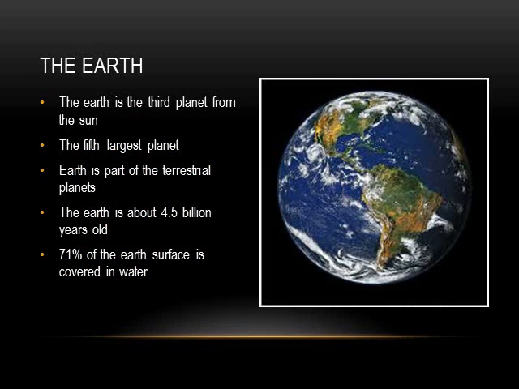Let's talk about the Earth. The Earth is the third planet from the Sun and also the fifth largest of the 9 planets. Earth is part of the terrestrial planets, which are Mercury, Venus, Earth, and Mars. Terrestrial planets are composed primarily of rock and metal and have high densities, slow rotation, solid surfaces, no rings, and few satellites. Earth is about 4.5 billion years old, and 71% of the Earth's surface is covered in water. Yet we've only found that Earth is the only place where water can exist in a liquid form.